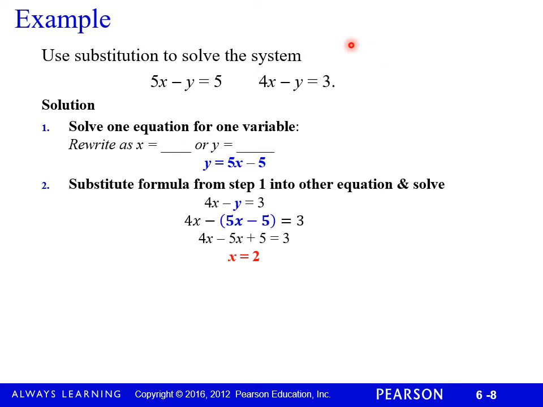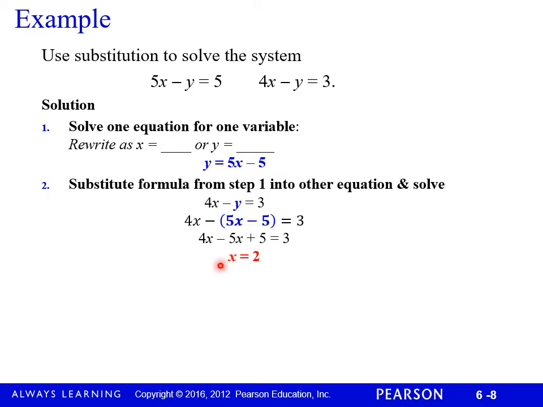The second step is we're going to substitute this equation, the formula from step 1, into the other equation. And this is really important that you use the other equation. So we have 4x minus y equals 3. Well, we have a formula for y, so we're going to substitute in the formula for y. So where we had 4x minus y, we're going to have 4x minus, and when you're substituting in formulas, use parentheses. 4x minus parenthesis 5x minus 5 parenthesis equals 3. Notice all we've done here is substitute in the formula for y for the variable y.